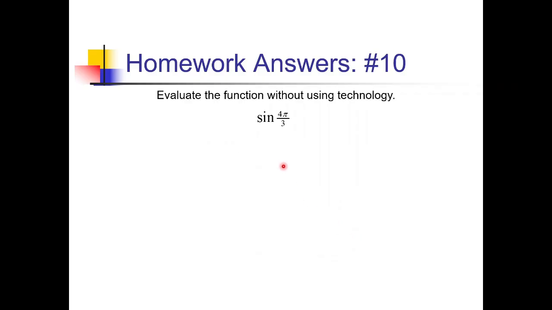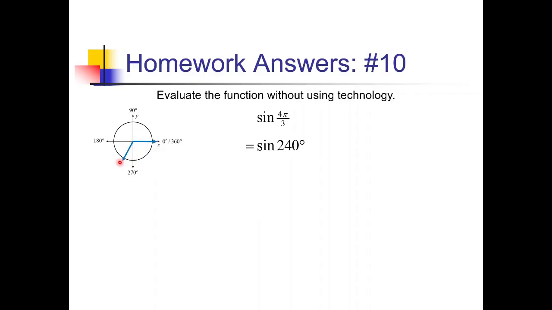For this one, I'm trying to figure out sine of 4 pi over 3. Let's start by converting this into degrees. So 180 divided by 3 is 60. 4 times 60 is 240. And let me graph that on my unit circle. 240 is somewhere between 180 and 270, right about here.